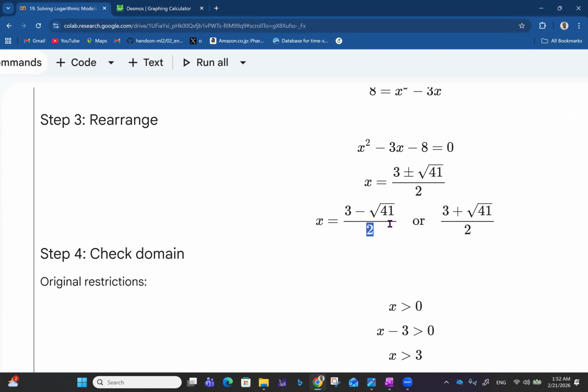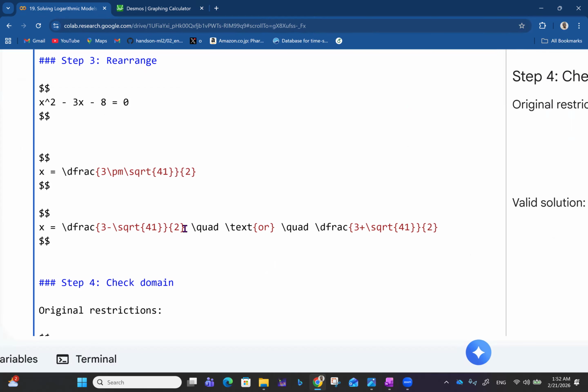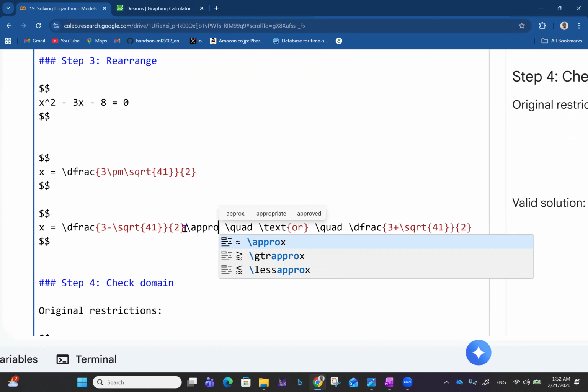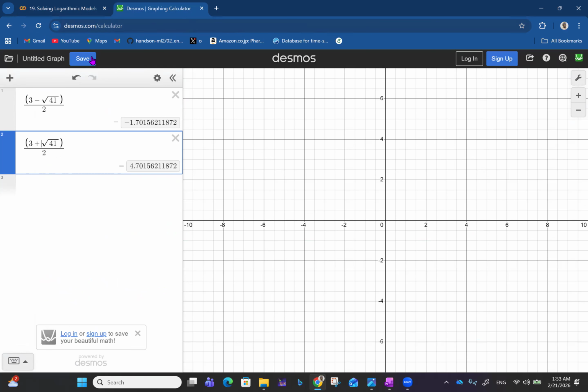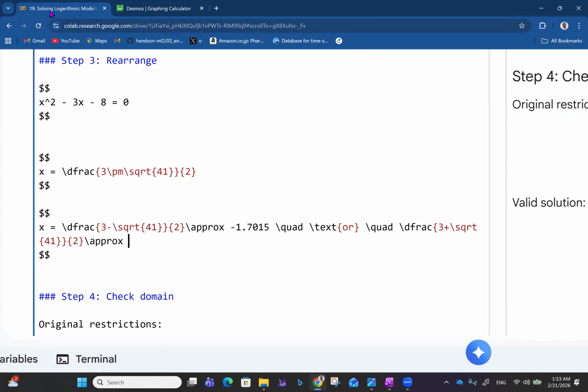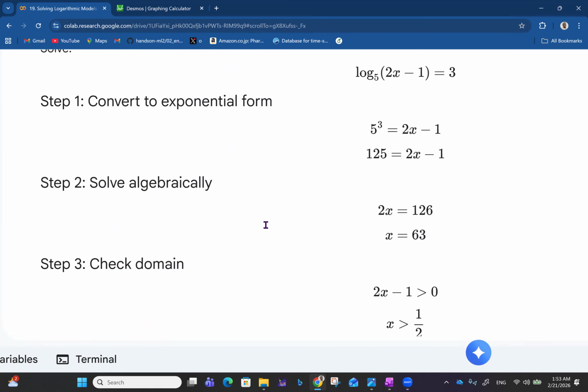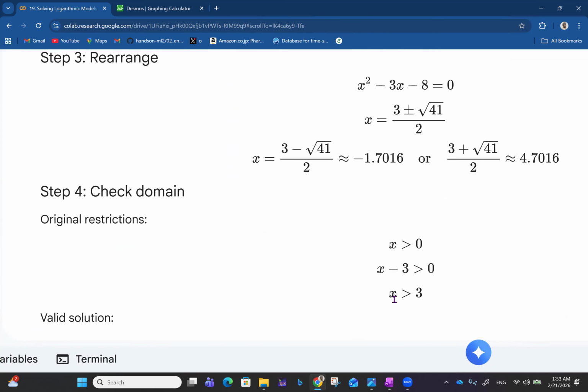So this is approximately minus 1.7015. On the other hand, this one is approximately 4.7015. Okay, actually 4.7016. Okay, so I think we have that now.